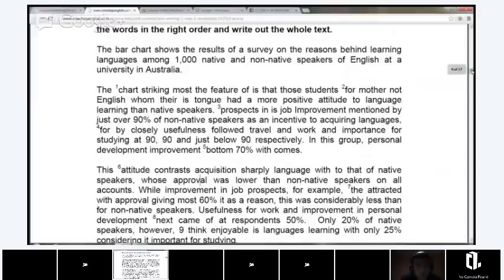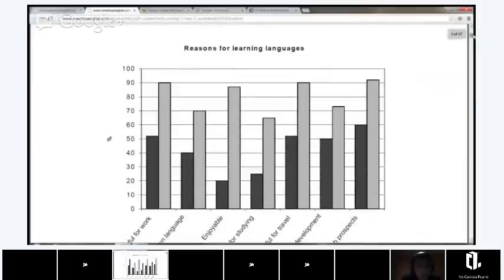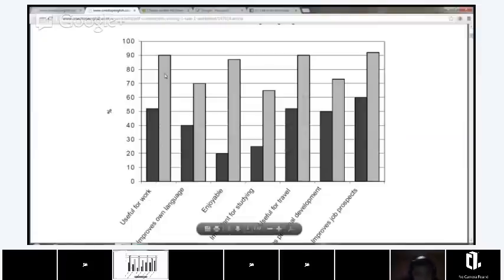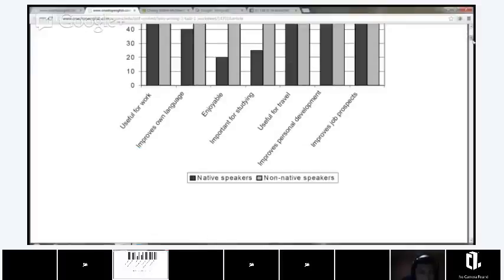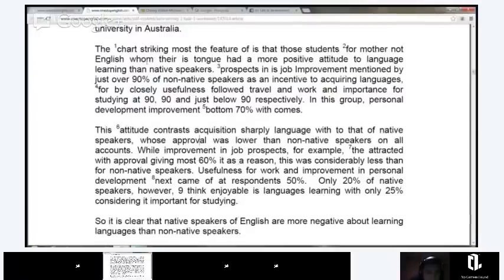Let's go back up real quick. I forget which one was under 90. That'll help us, first of all. So we have work, usefulness, travel. They have the same percentage. So important for studying is the last one. Okay, so we have followed closely by what? Travel and work. We're close, we're missing a couple of words. Followed closely by travel and work. You guys are missing two words that come before travel and work.